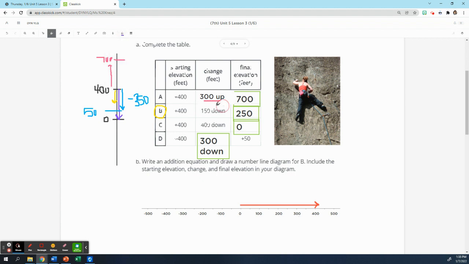Then the next move that gets made is the climber goes 150 feet down. And so my arrow moves 150 feet in the negative direction. In class, we've been using red to show the first move, blue to show the second move, and green to show the final position. The final position is, of course, 250. I could represent this with the following addition sentence. 400 plus negative 150, because I'm moving in the negative direction, equals 250. If you need to pause this video to catch up on part B, please do so now. Take 20 seconds.